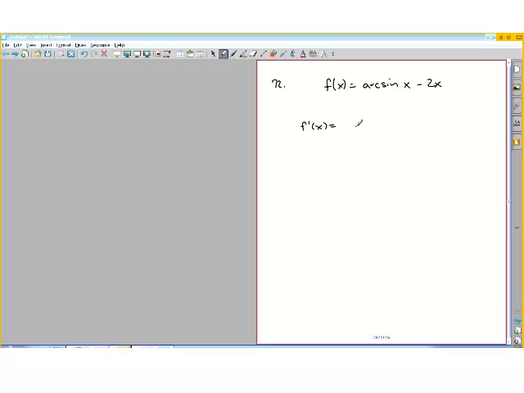And so the derivative of the arc sine is going to be 1 divided by the square root of 1 minus x squared. And the derivative of 2x is 2. So that's the derivative. Then we set that equal to 0, because we're looking for extrema. So we're going to have 1 divided by the square root of 1 minus x squared minus 2 is equal to 0. So how do we solve for x? Well, we'll add 2 to both sides.